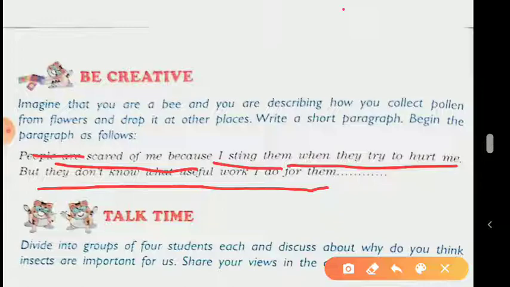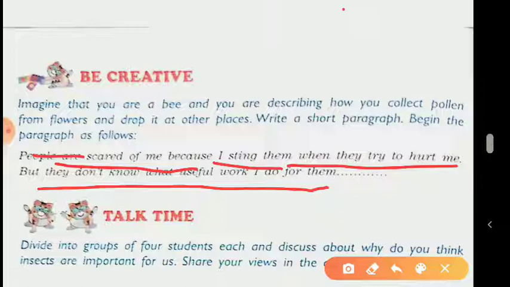So, children, we have read that bees are very important and beneficial for the environment. And in this lesson, we have read why bees make a buzzing sound, and the three reasons for making the buzzing sound are: the first reason, they make a loud buzzing sound when they fly. They beat their wings up and down.